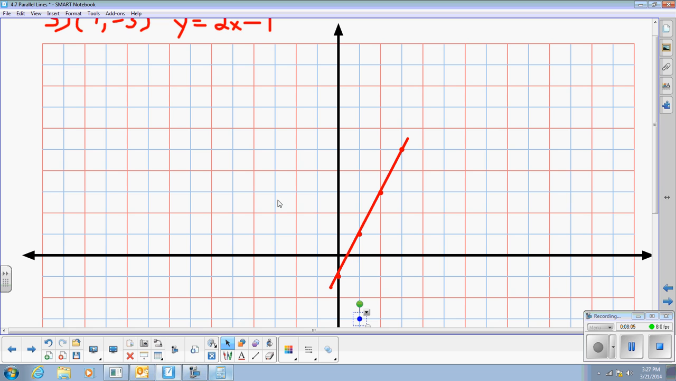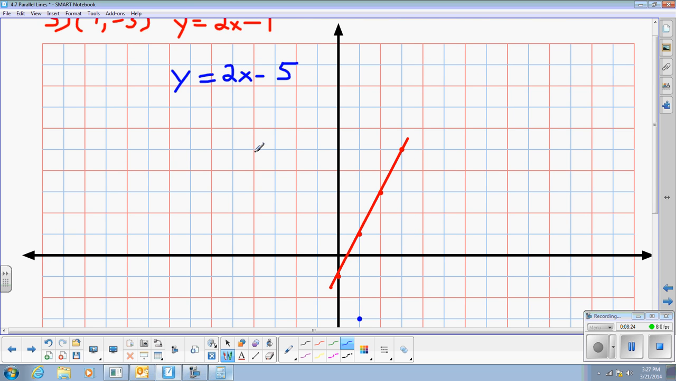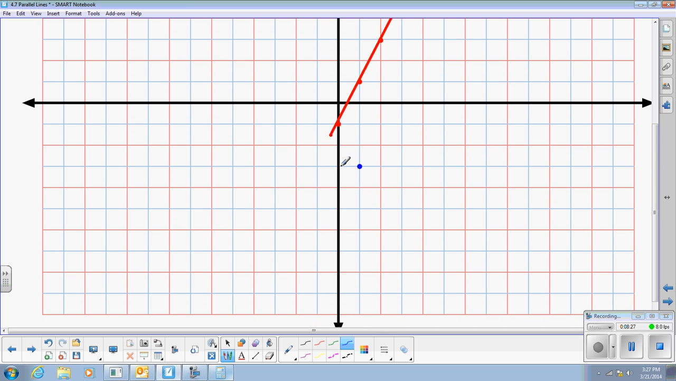Okay. So what was the answer you should have gotten for that? Well, the correct answer is that y equals 2x minus 5. So let's see. I have a minus 5. 3, 4, 5. I need a dot on minus 5. So I'm going to put a blue dot on minus 5, which is right there.